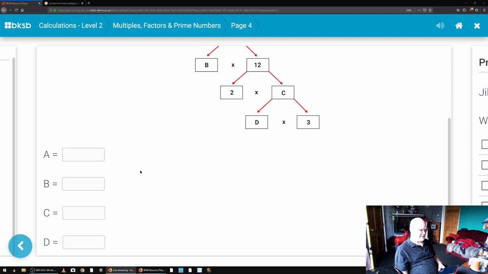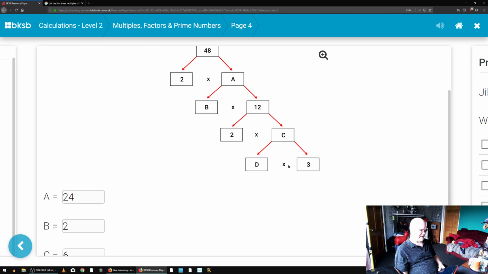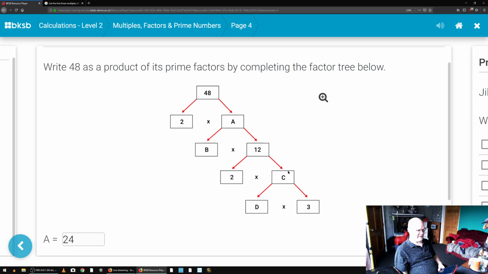Well, I can get some of this right, can't I? Because I know A is 24. I know B is 2. And I know C is 6. And I'm guessing that D would be how many times 3 went into 6. So that would be just 2 again as well. Like 2 times 3 equals 6. No, because it's got to be times... 2 times 12 is 24.